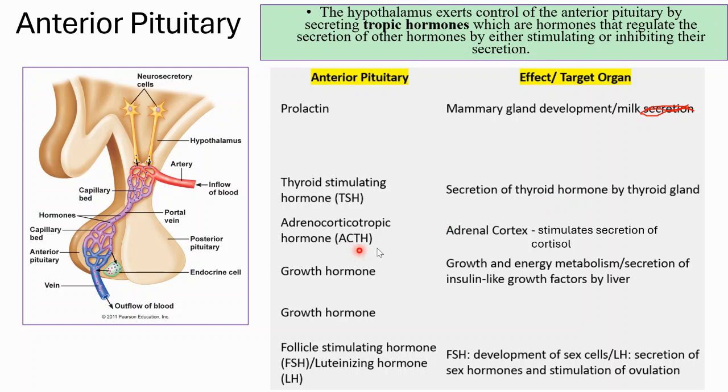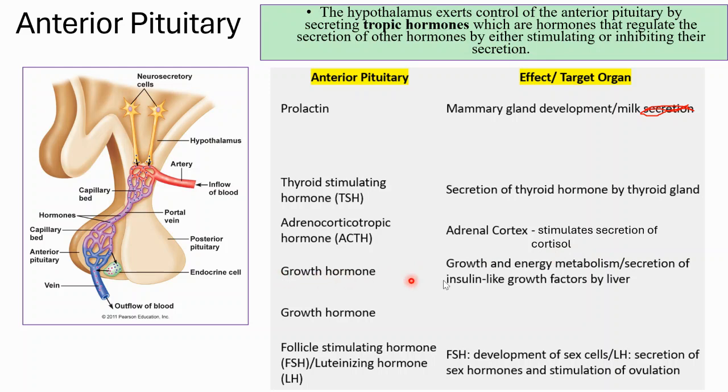Adrenocorticotropic hormone targets the adrenal cortex. Remember, the adrenal gland has an adrenal cortex and an adrenal medulla. Cortex is on the outside. And this is going to stimulate the secretion of cortisol. And just FYI, which you're going to need to know, not on this slide, cortisol is involved in long-term stress. It is released during long-term stress as opposed to epinephrine, which is short-term stress.